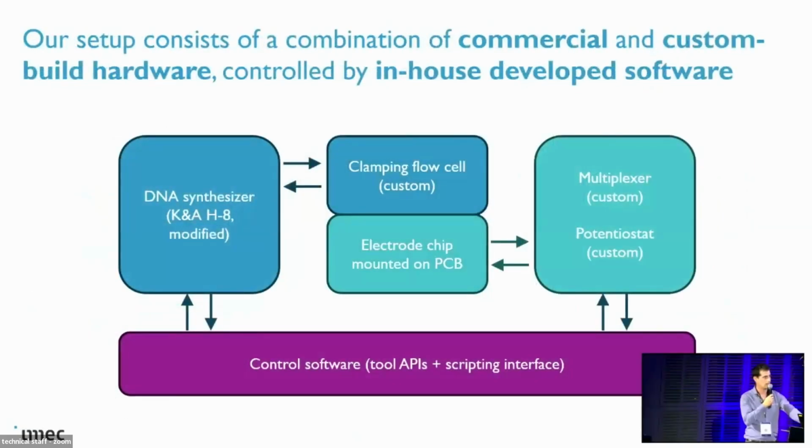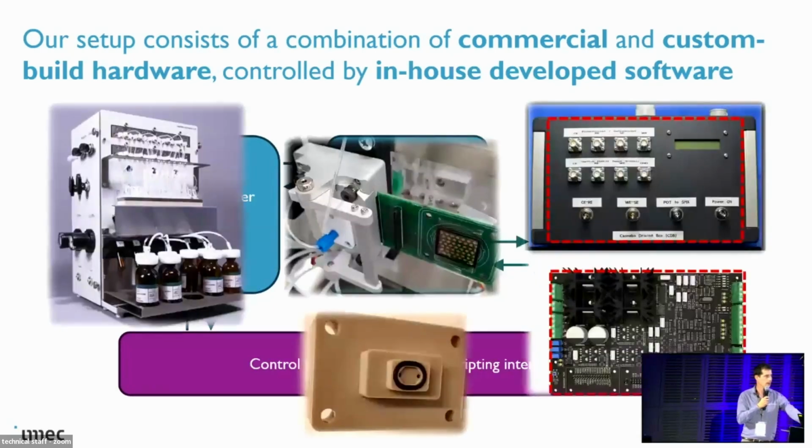We also did some very small synthesis experiments. As a setup, we have a KNH DNA synthesizer. We modified it a bit with a flow cell and some other things to try and make it work. Inside that flow cell, we can insert our electrode chip, and then we drive that chip using a custom-built multiplexer and potentiostat. All of that is controlled together using a custom Python API and scripting interface. So this is what the tools more or less look like.